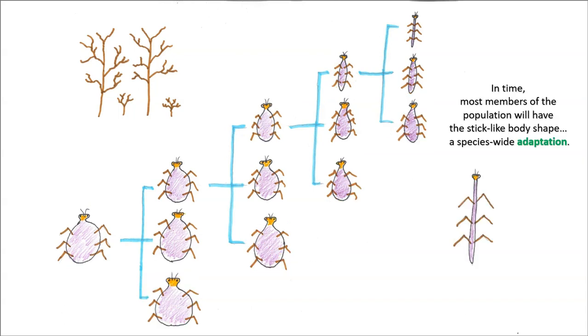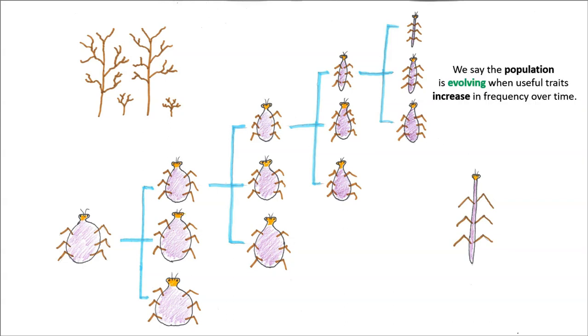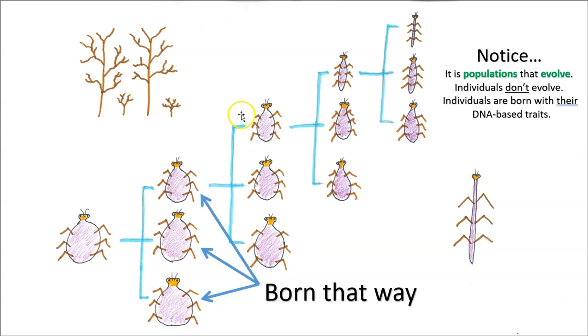In time, most members of the population will have the stick-like body shape, and we would call that a species-wide adaptation. We say the population is evolving when useful traits increase in frequency over time. Now notice, it is populations that evolve. Individuals don't evolve. Individuals are born with their DNA-based traits. So evolution is a population phenomenon. Individuals are just born with their traits, but it's the population that evolves as the best fit traits increase in frequency over time.